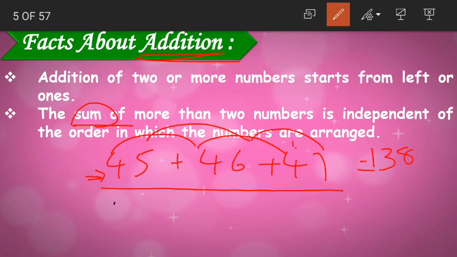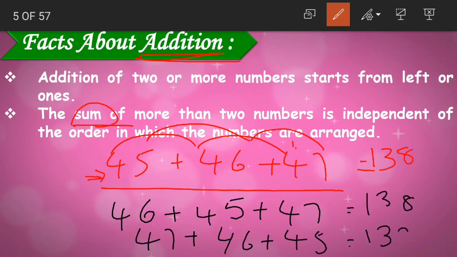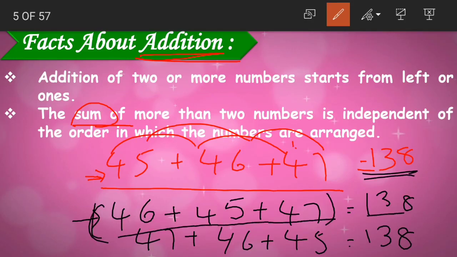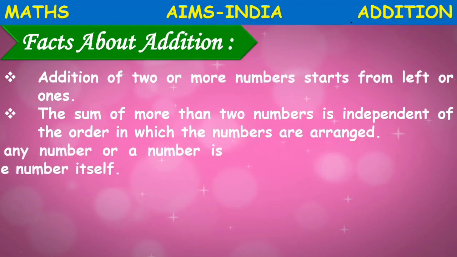If the order is changed, if I write 46 in the first place or if I write 47 in the first place, no matter how I write the numbers, the answer will always be 138 only. Okay children, this is what it is saying. Independent of the order, no matter what the order of the numbers is, the answer, that is the sum, will always be the same.